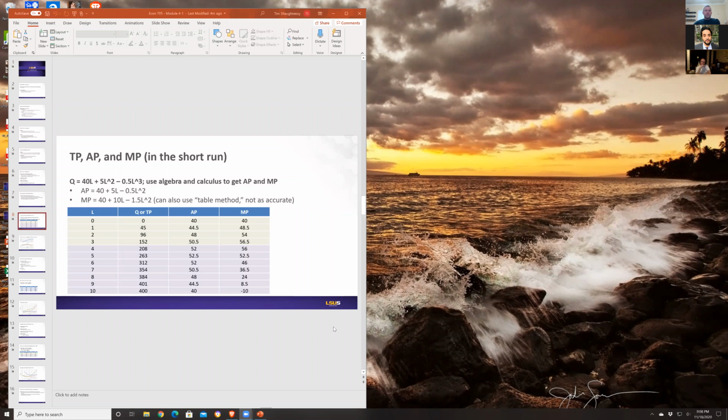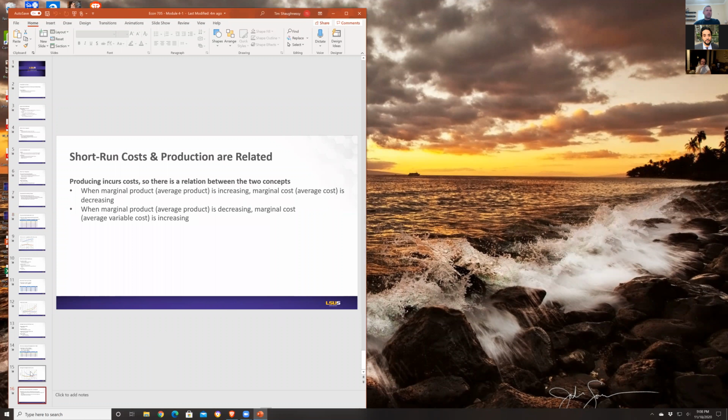And I'm assuming though, so it specifically relates to marginal product, but also just near the end.